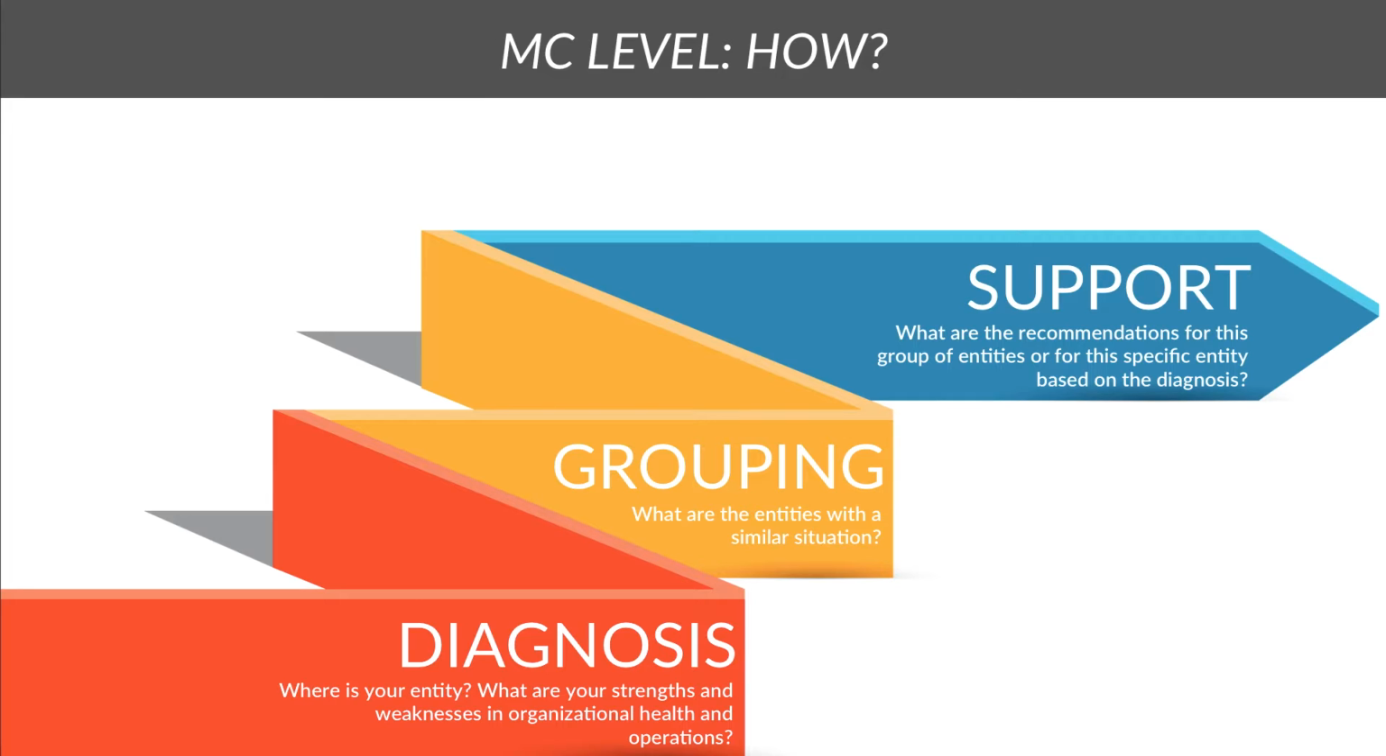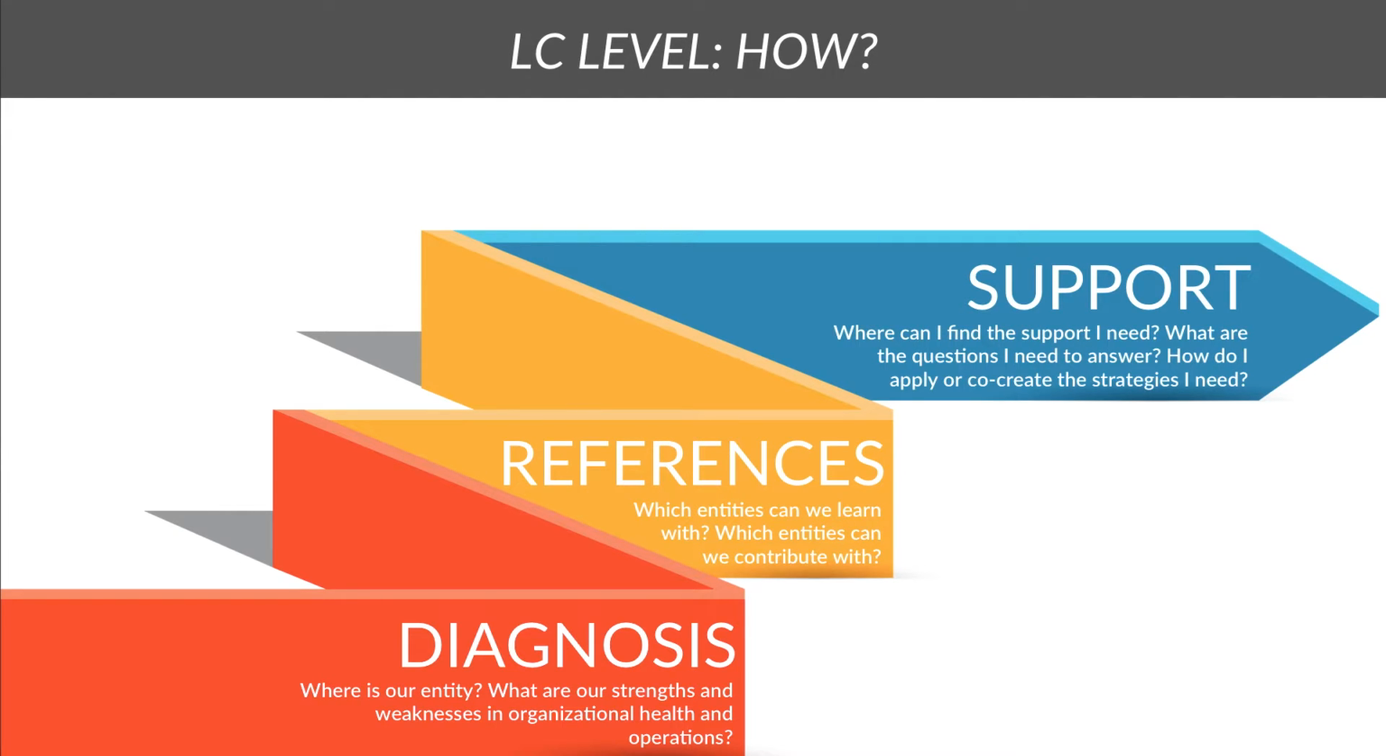And then we go to support, which is after we understand the diagnosis and we group correctly. Then what are the recommendations for this group of entities, or for this specific entity, based on the diagnosis that we had? So this is the MC or the OD team and the NSTs looking at the entities and working with them, doing diagnosis, grouping, and support. If I'm an LCP or a VP or someone at the local level, then I would look at this model and try to do 3 things.